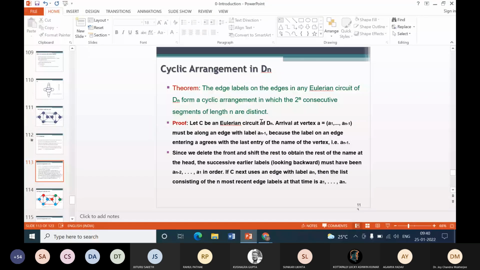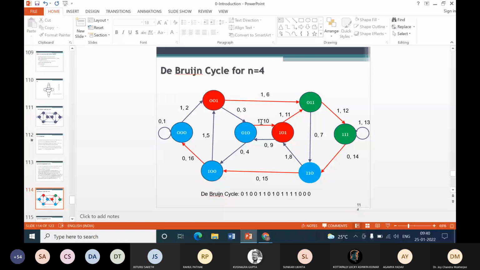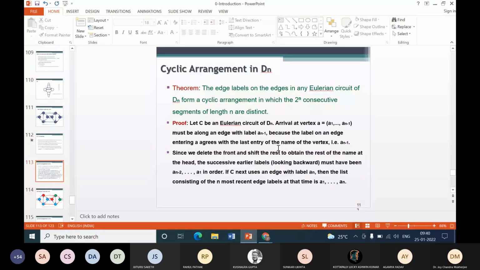So how do you prove it? First again I read the theorem. The edge levels of the edges in any Eulerian circuit of Dn form a cyclic arrangement in which the 2 to the n consecutive segments of length n are distinct. That is something we need to prove.